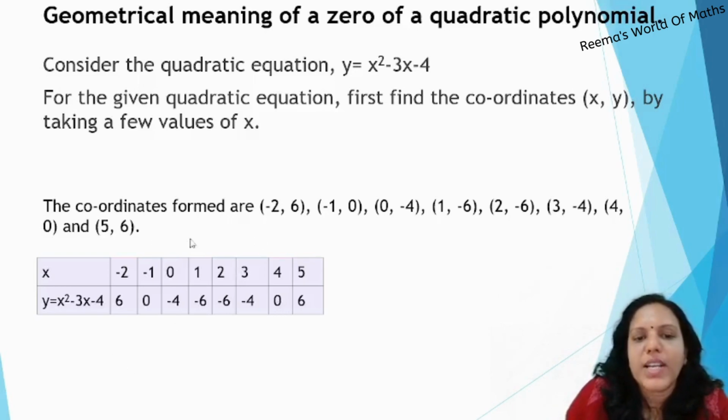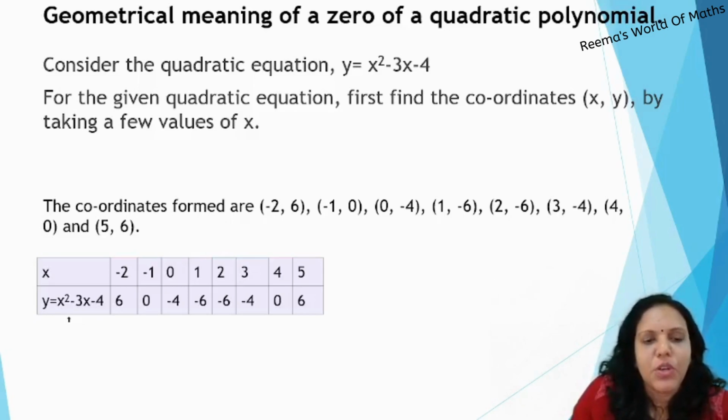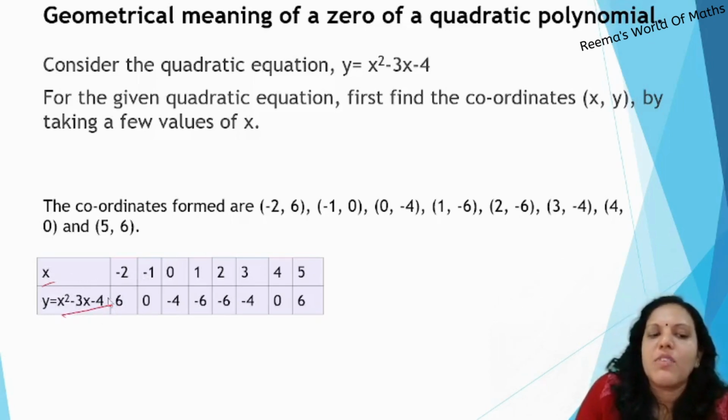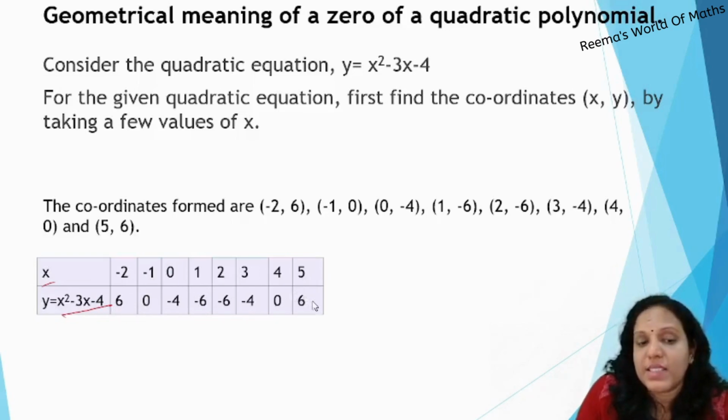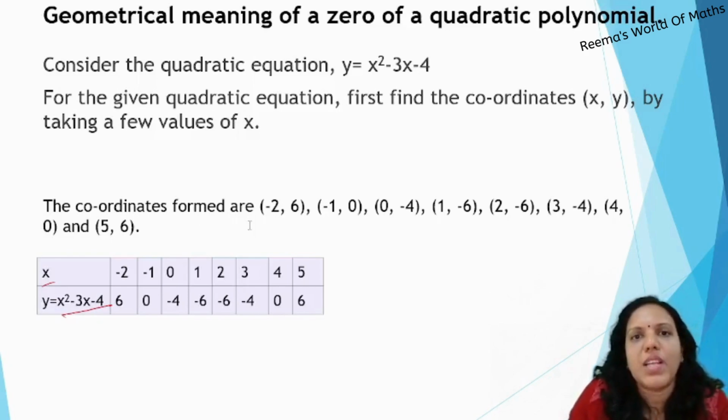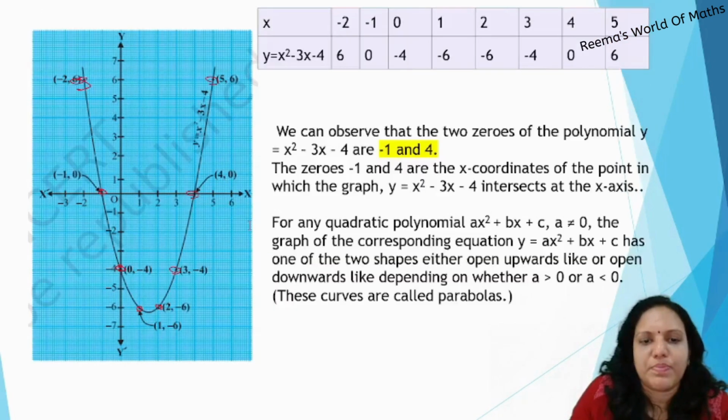Similarly, we find the coordinates for this polynomial x squared minus 3x minus 4 by replacing the value of x from minus 2 to 5. So, I have made a table here replacing the value of x in this polynomial. We will get y is equal to 6 when we replace x by minus 2, and if we replace by minus 1, 0, and similarly until 5, I have replaced the value of x and found the y value, which is shown in the table here. So, we have the coordinates formed for this polynomial. Now, let's see how the graph looks when we represent this in a graph.